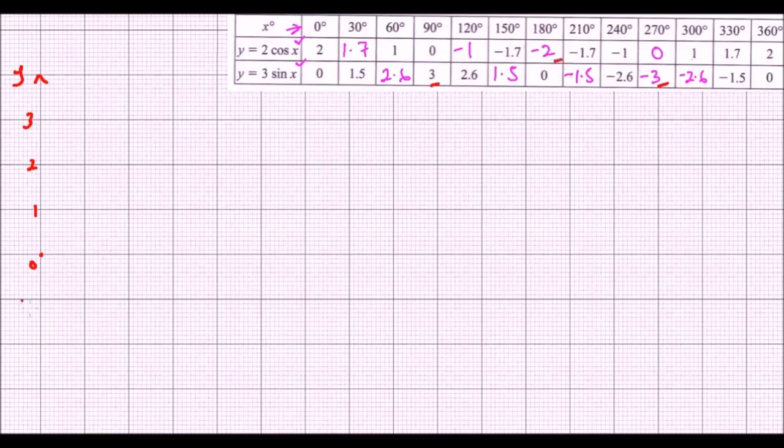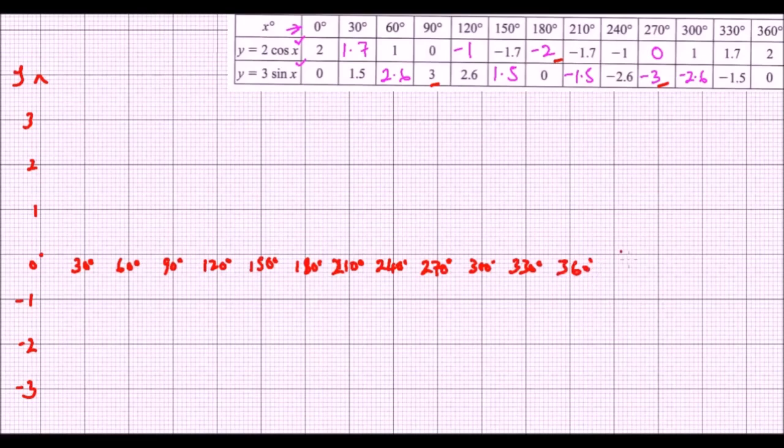Along the x-axis, we say this is 30, 60, 90, we have 120, 150, 180, 210, 240, 270, then 300, then we have 330, and finally we have 360. So that is our x-axis. It is very important to label your axis. From there, we now start with the function y equals 2 cos x.